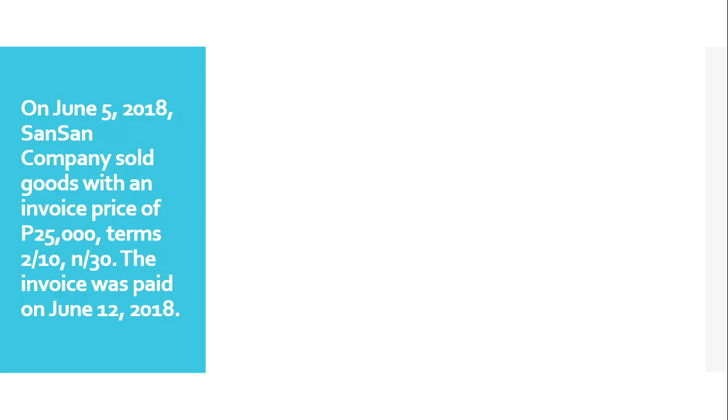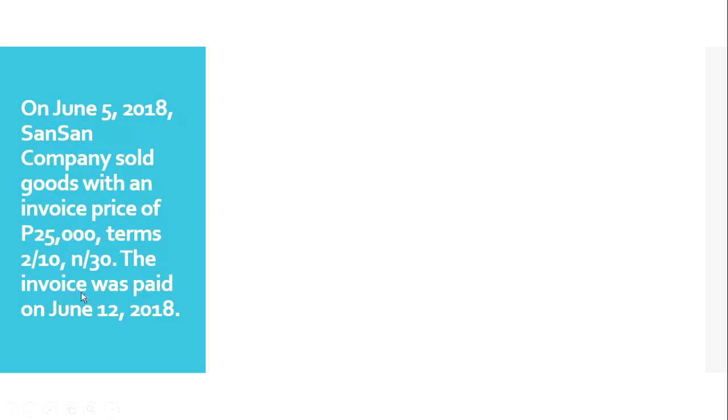Here, on June 5, 2018, Sunsun Company sold goods with an invoice price of 25,000. Term, 2/10, net 30. The invoice price was paid on June 12 of 2018. So, explain lang natin. Nung June 5 daw, si Sunsun Company, nakabenta siya ng goods amounting to 25,000. Ang term, 2/10. Ibig sabihin, kapag nakabayad si buyer within 10 days, bibigyan niya ng 2% discount. Ang ibig sabihin naman ng net 30, ang limit nun, si buyer have to pay within until 30 days lang with the full amount, the net amount.